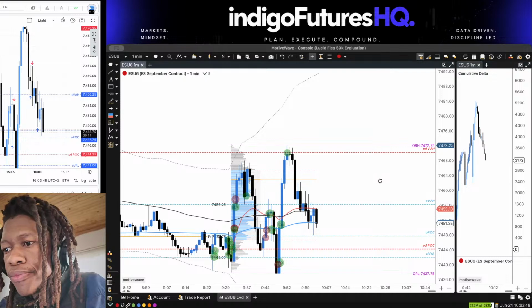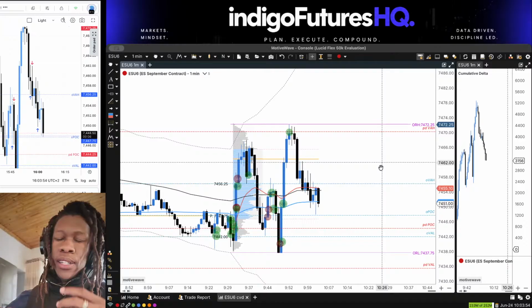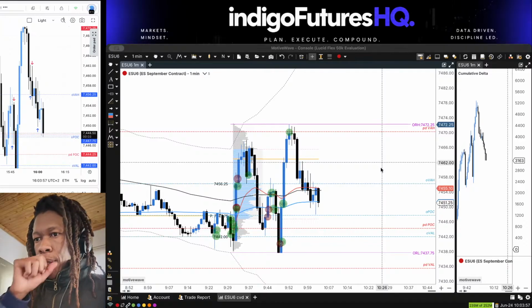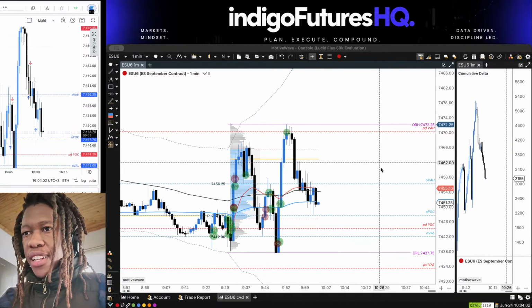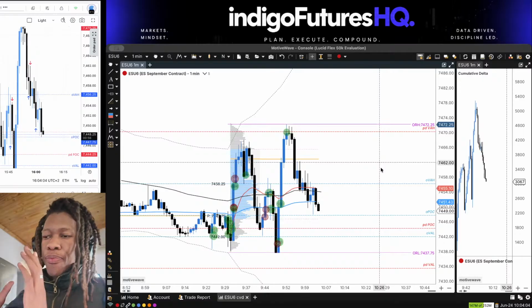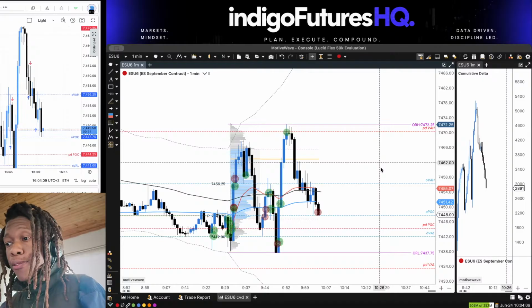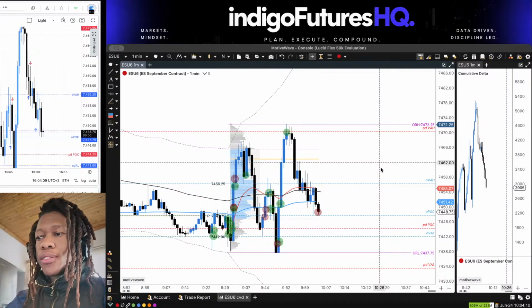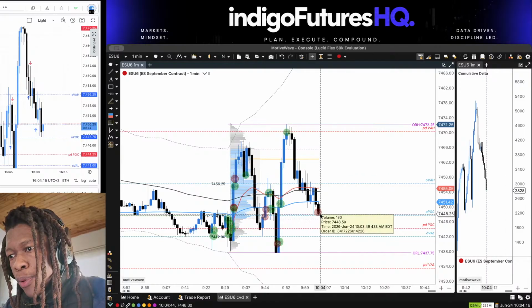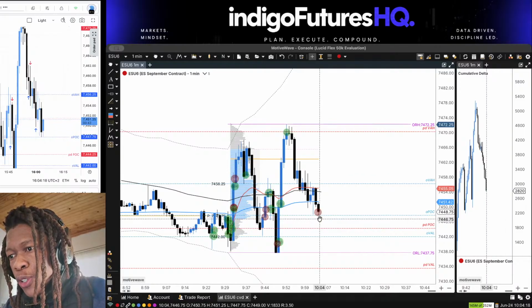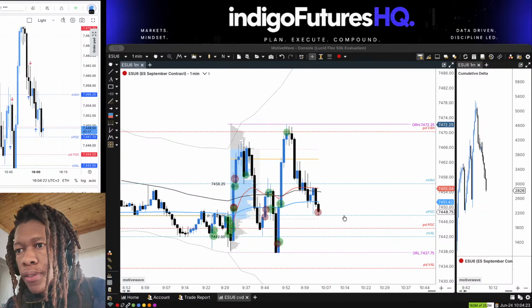Strong selling we see in the CVD also. So the CVD is cumulative volume delta, and delta is buying volume minus selling volume. That's what that stands for. Again, lots of selling at the overnight point of control. We are also close to the value area high of the volume profile.